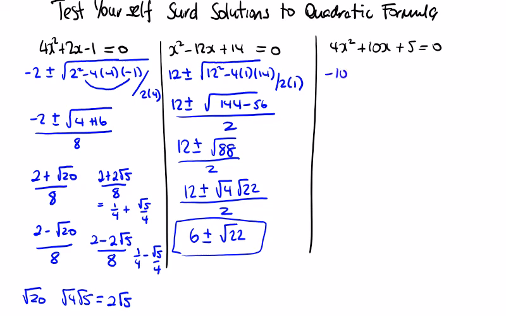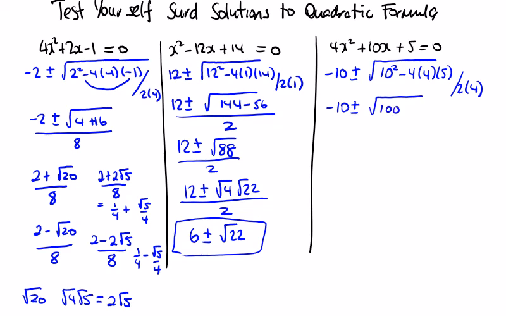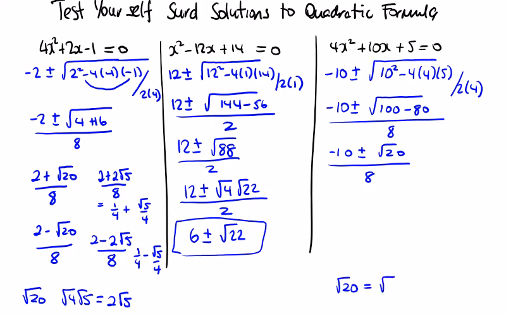Now we have minus 10 plus or minus the square root of 10 squared minus 4 by 4 by 5, all divided by 2 4s. So we have minus 10 plus or minus the square root of 100 minus 4 4s are 16 times 5 is 80 over 8. So we have minus 10 plus or minus the square root of 20 over 8. Root 20, what's root 20? Root 4 by root 5, we had it in question 1.